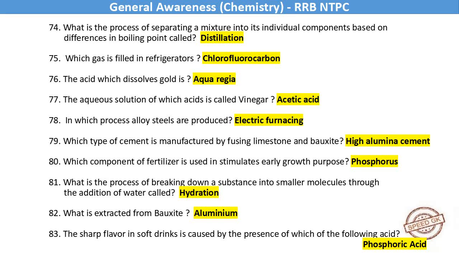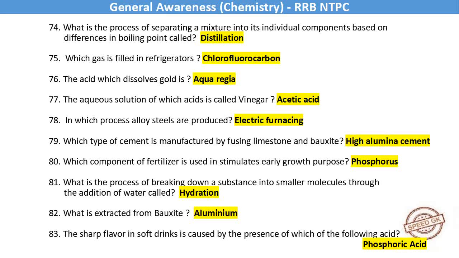Electric furnacing. Which type of cement is manufactured by fusing limestone and bauxite? High alumina cement. Which component of fertilizer is used for stimulating early growth? Phosphorus. What is the process of breaking down a substance into smaller molecules through the addition of water called? Hydration. What is extracted from bauxite?